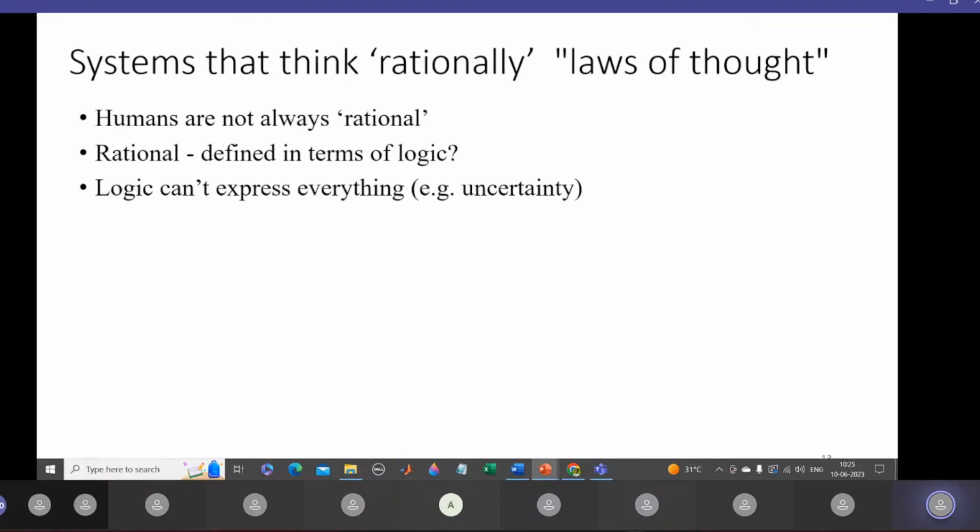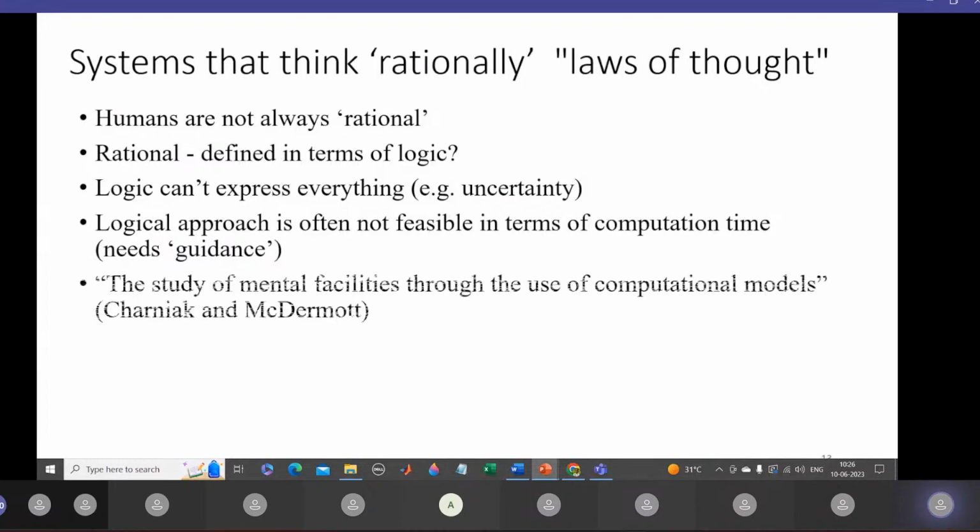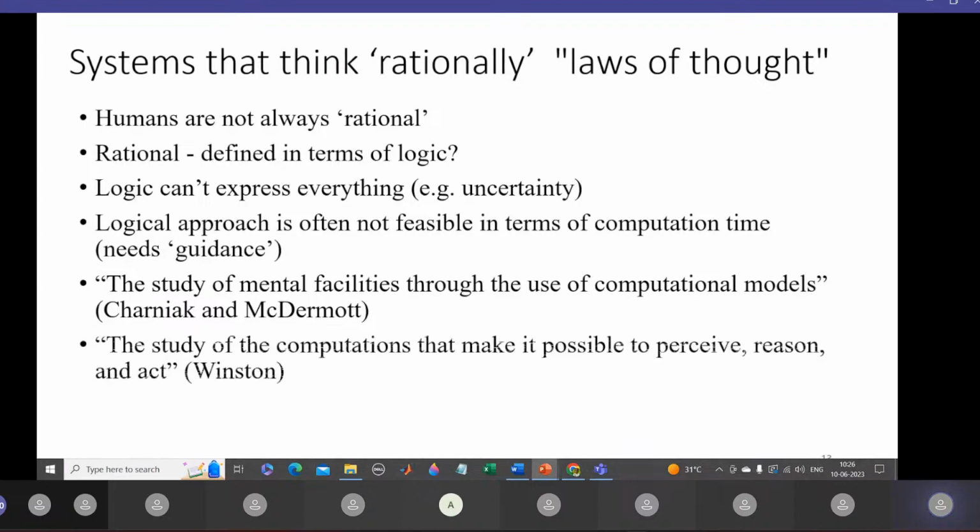So logic can't express everything. There is always uncertainty. And it is not always feasible in terms of computation time, so it needs some guidance, your logical approach. The study of mental faculties through the use of computational models, that is given by Charniak, and each author will be giving different perspectives, right? And the study of computation that makes it possible to perceive, reason, and act. So I told you, these perceive, reason, and act.